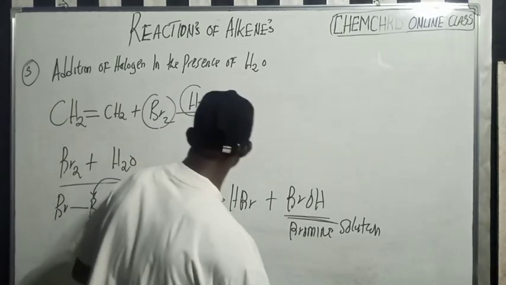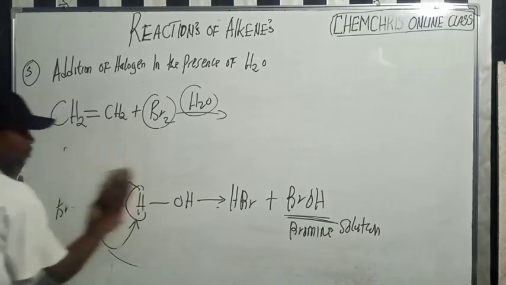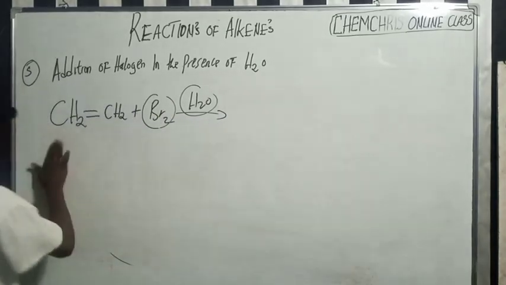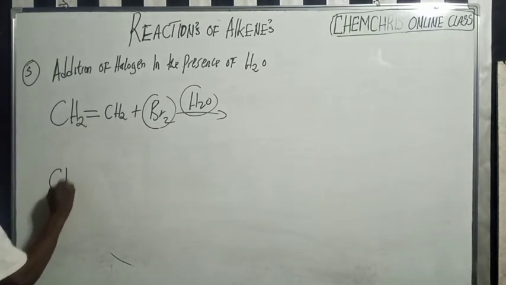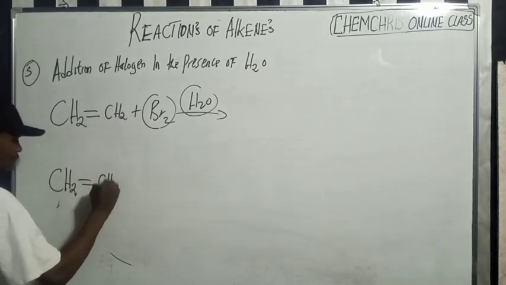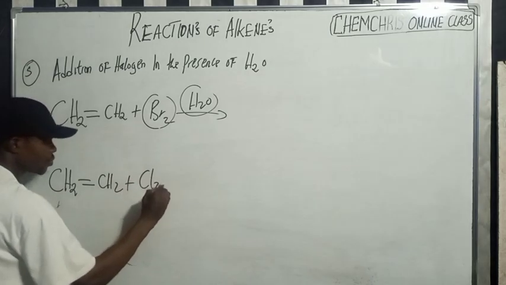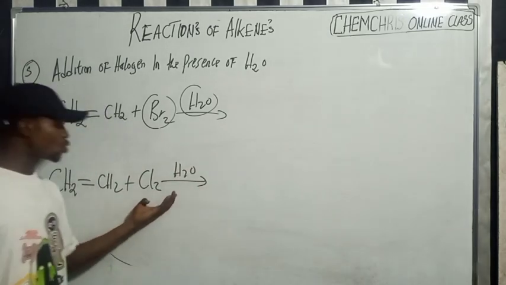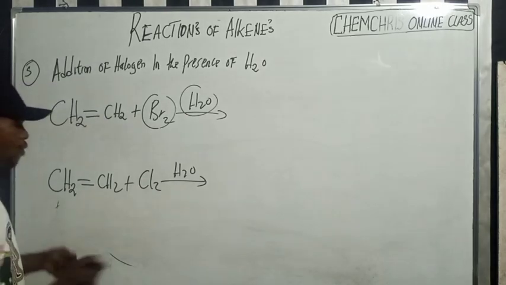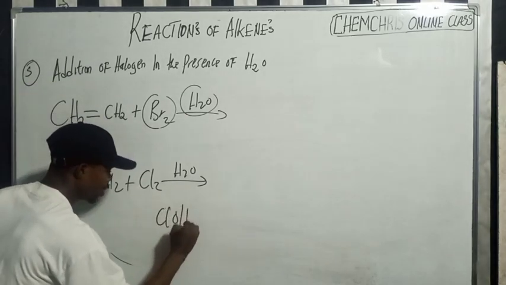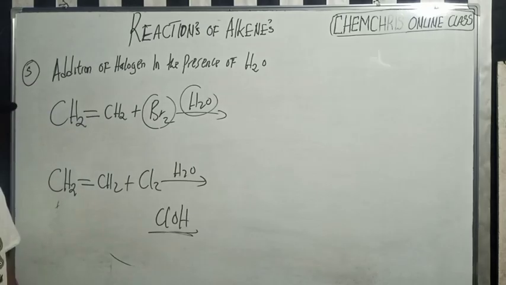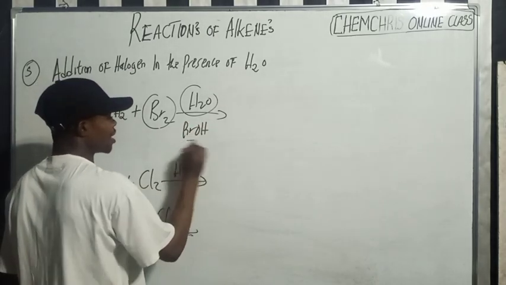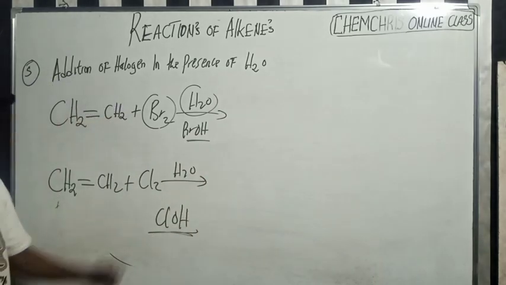Now, if I have something like this, if I have CH2 double bond CH2 plus Cl2 H2O. Now what happens here? This one forms chlorine solution. This one forms ClOH. This is that chlorine solution. Why this one form what? Bromine solution. Now it is the bromine and chlorine solution that we added here.